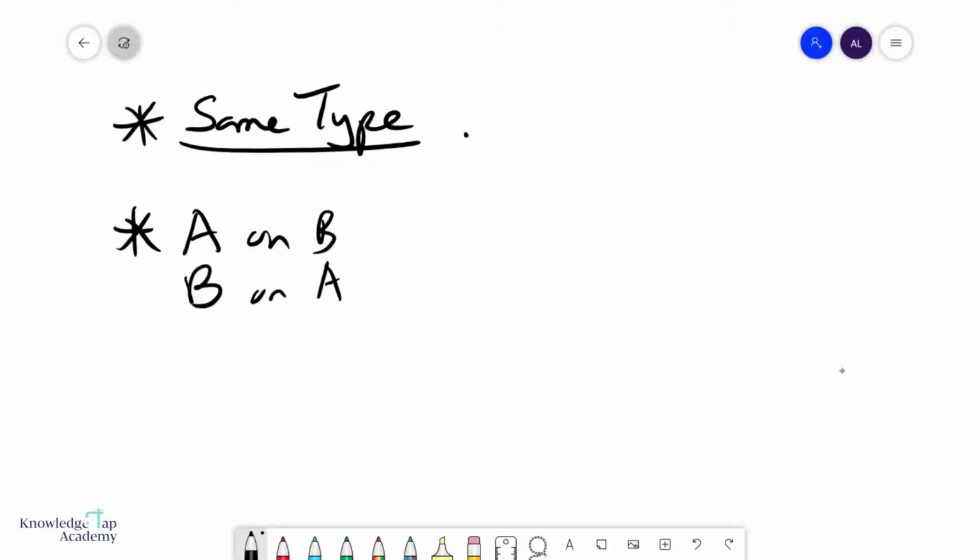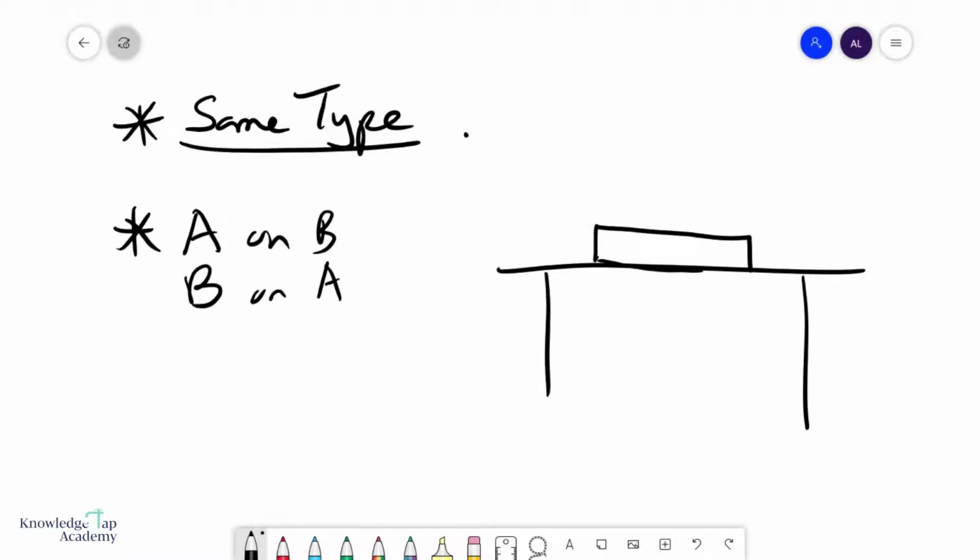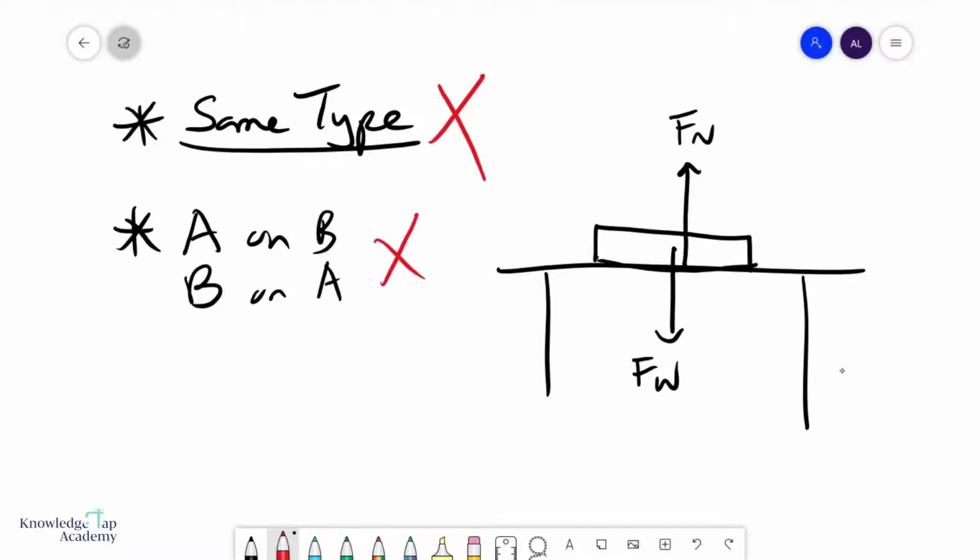And so let us consider now a table, and we have a book on top. That is the weight of the book and the normal contact force. Now, in most situations, the weight and the normal are indeed equal and opposite, but are they action-reaction pairs? Well, they are not, simply because they fail both conditions. They are not of the same type, and they both act on the same object, and so they cannot be action-reaction pairs.